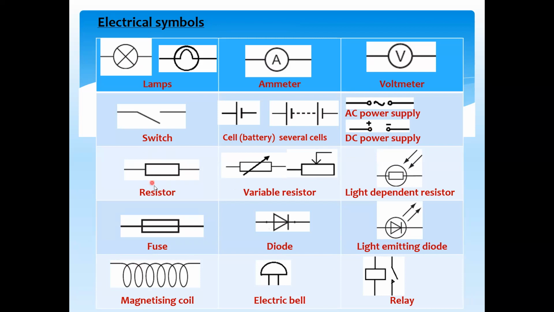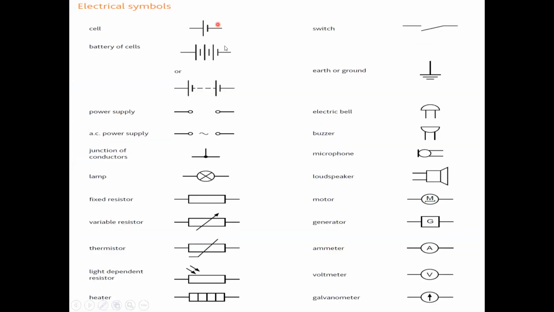This is the symbol for a resistor. A variable resistor, a resistor which can change its value, we call that a variable resistor. Light dependent resistor, a resistor whose resistance changes with the light, so that's LDR. Fuse, diode, light emitting diode, magnetizing coil, electric bell, and a relay. So you have to learn these circuit symbols.